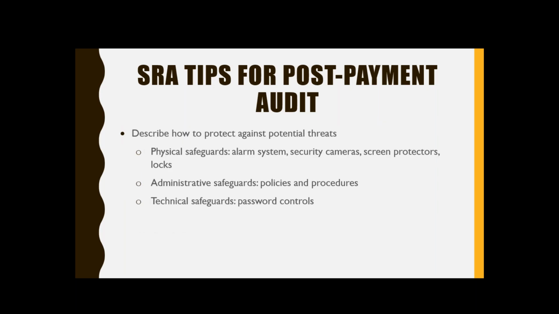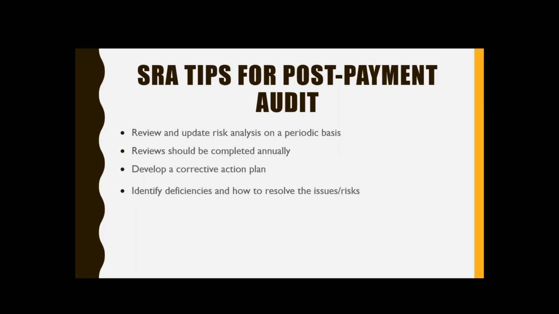Also, you want to describe how to protect against potential threats. Those include physical, administrative, and technical safeguards. A few examples of physical safeguards are alarm systems, security cameras, screen protectors, and locks. Some administrative safeguards are policies and procedures and training provided to employees. Password controls is an example of a technical safeguard.